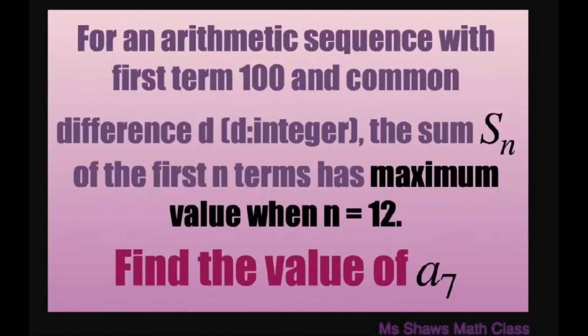Hello everyone. For an arithmetic sequence with the first term 100 and the common difference d, where d is an integer, the sum of the first n terms has a maximum value when n is 12. So we want to find the value of the seventh term, a sub 7. Let d be the common difference, and let's think this one through a little bit.